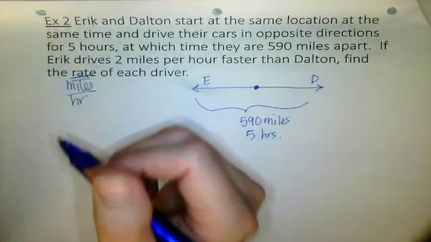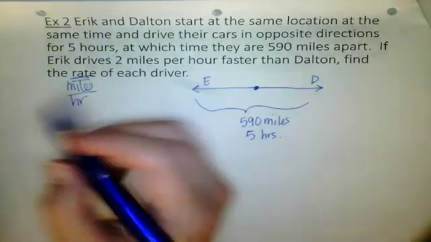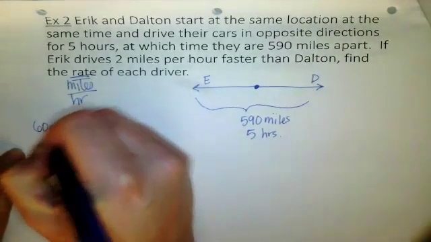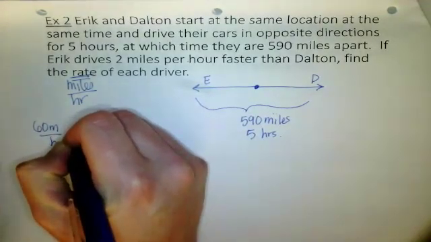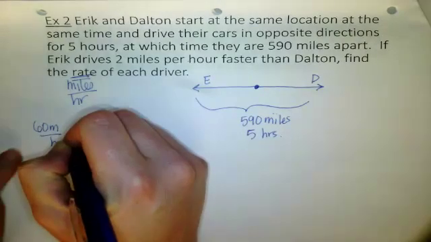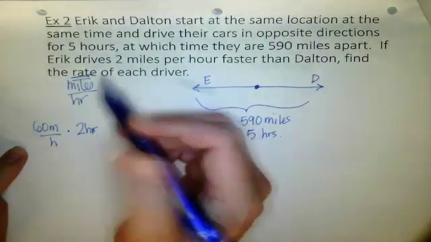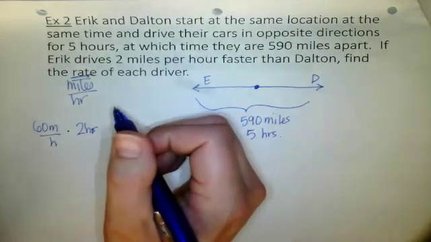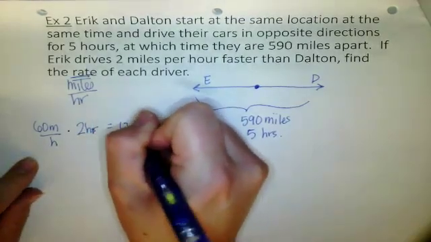Okay, let me ask you another question. If I'm driving 60 miles per hour for 2 hours, how far did I go? 120 miles. 60 miles per hour, 60 miles every hour for 2 hours gives me 120 miles, right?